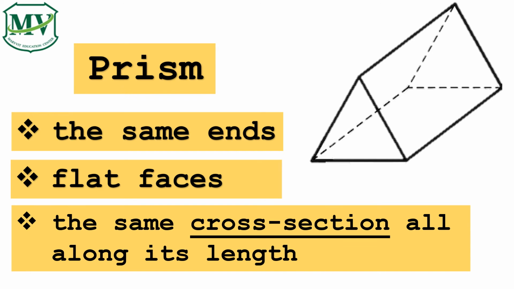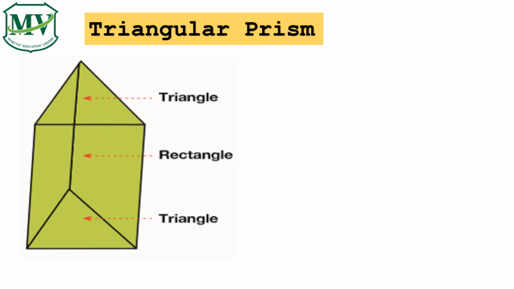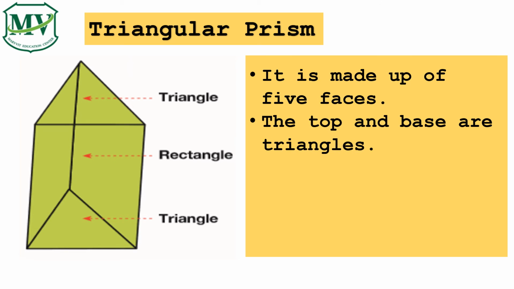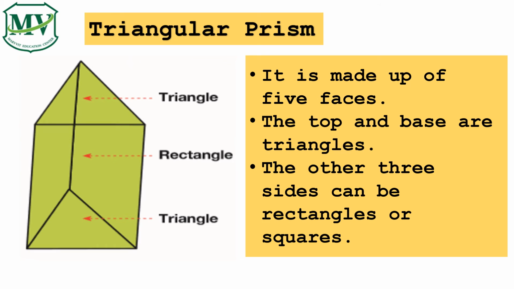cross-section across its length. The prisms are named by the shape of their base. Here are some of the different types of prisms. Triangular prism. It is made up of 5 faces. The top and base are triangles. The other 3 sides can be rectangles or squares.